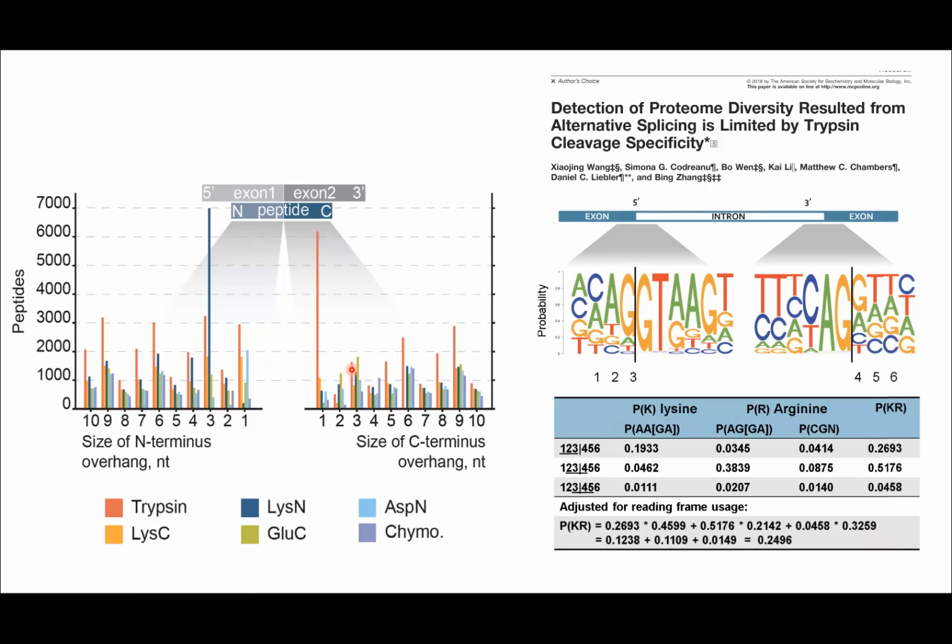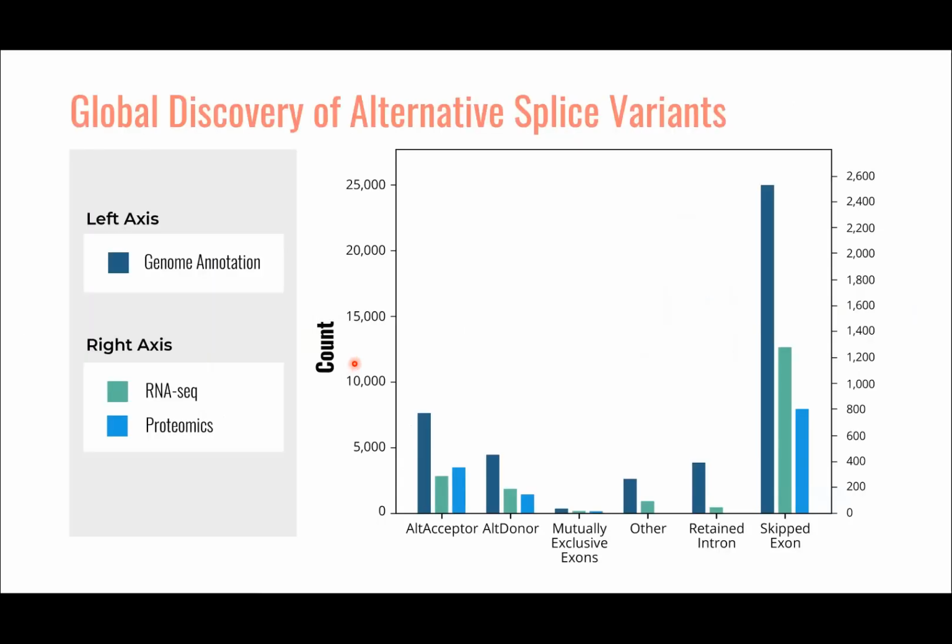So the point is, by having many different enzymes, we can expand our chances of hitting these junctions. So then I will share with you the take-home message, which is now we have a global map of to what extent splicing happens at the protein level in these different categories. So here we have what you'd predict from the genome annotation. Here's what you see at the transcript level, and here's what you see at the protein level for skipped exons.